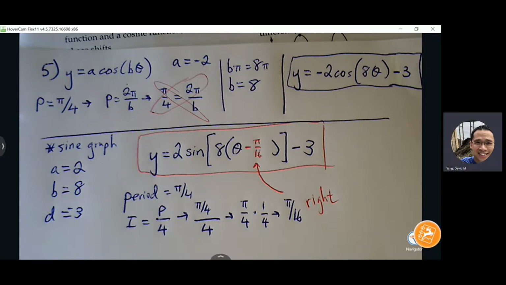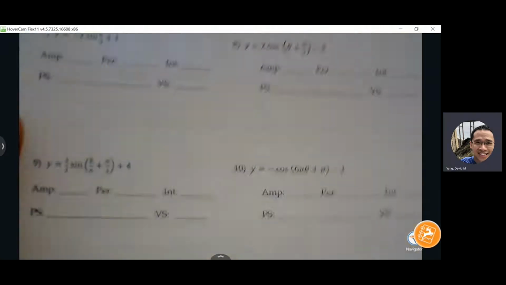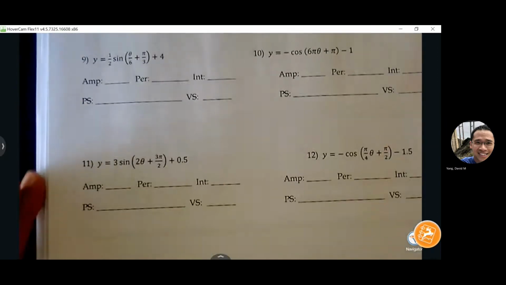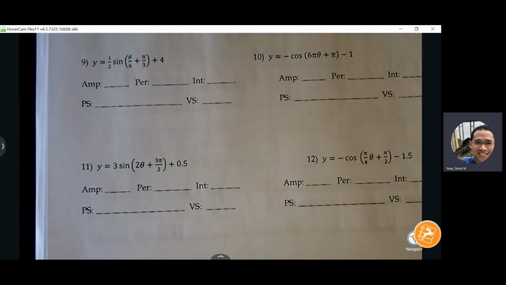Okay, so let's try number 11. Okay, so number 11, bottom of the page 13. Okay, if you need scratch sheet, come up here. I can give you some.